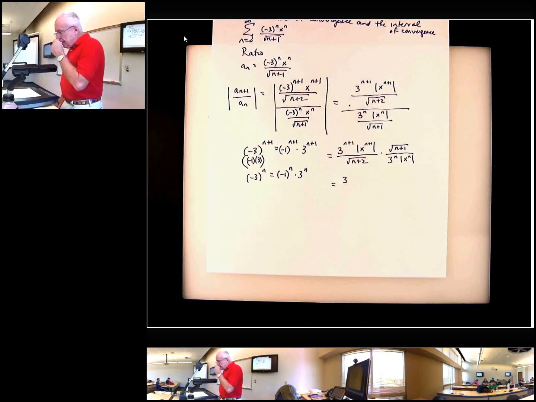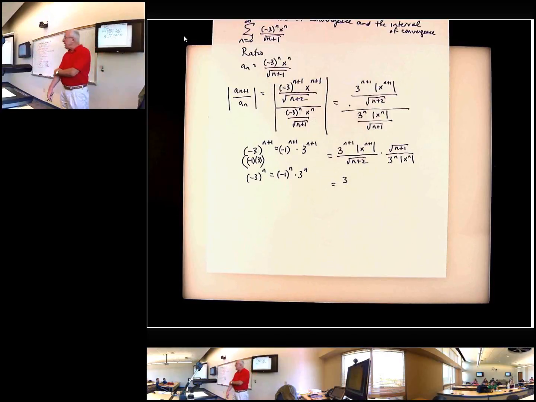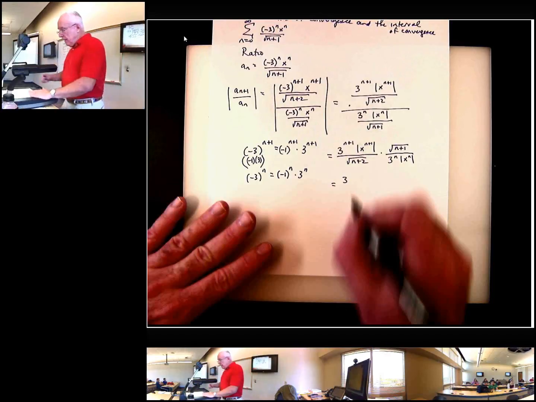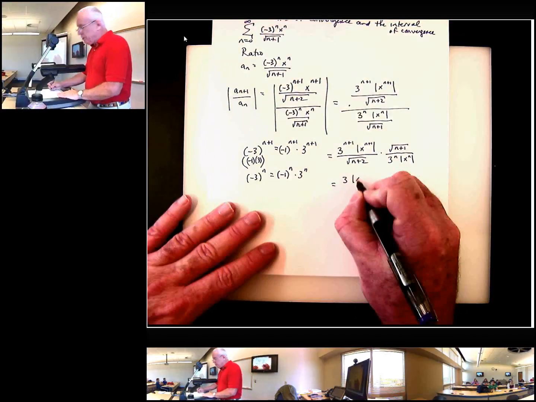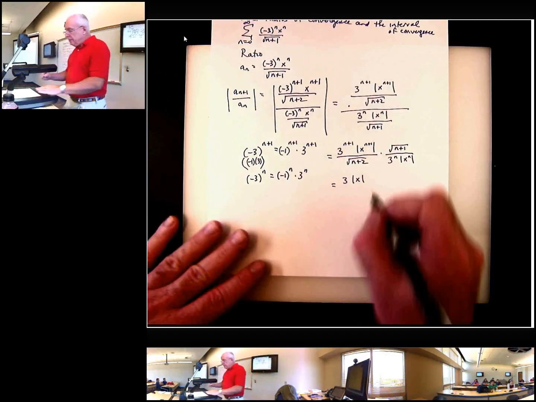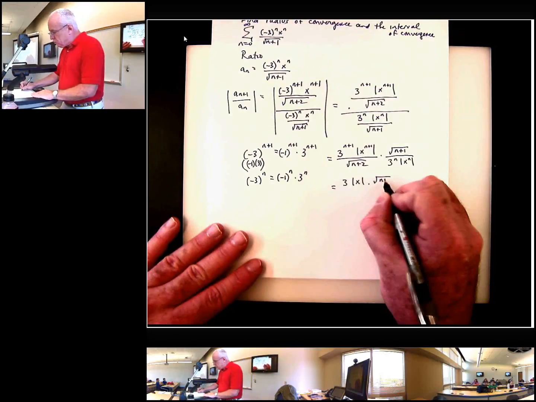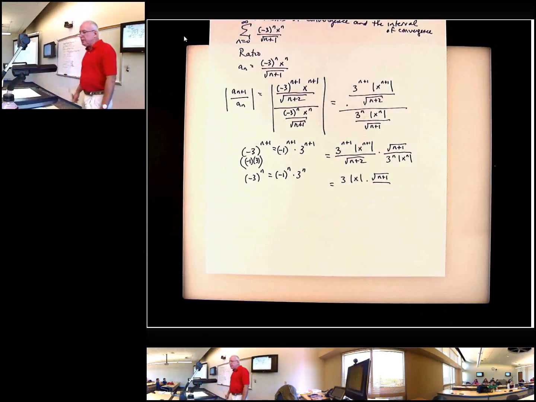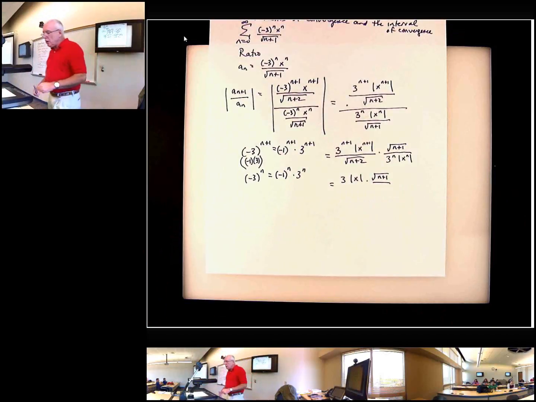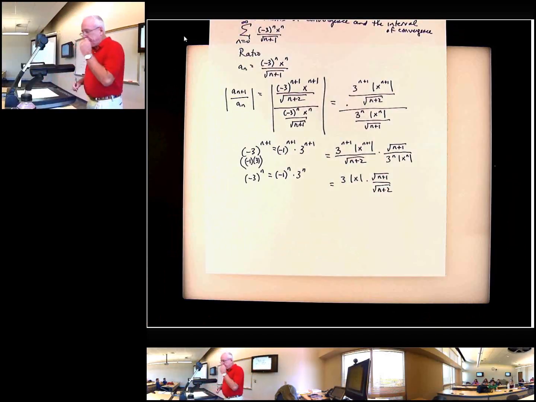Now let's look at the x's. I've got an x to the n plus 1 on top and an x to the n on the bottom. So I'm going to be left with just an x on the top, and it's still going to be absolute value. I'm not going to be dropping that. And then we still have that square root of n plus 1. I'll put that separately here as another fraction. That's on top, and on the bottom we have the square root of n plus 2.